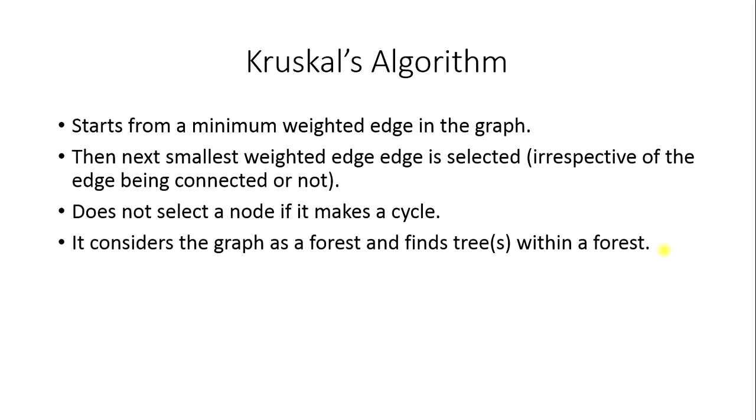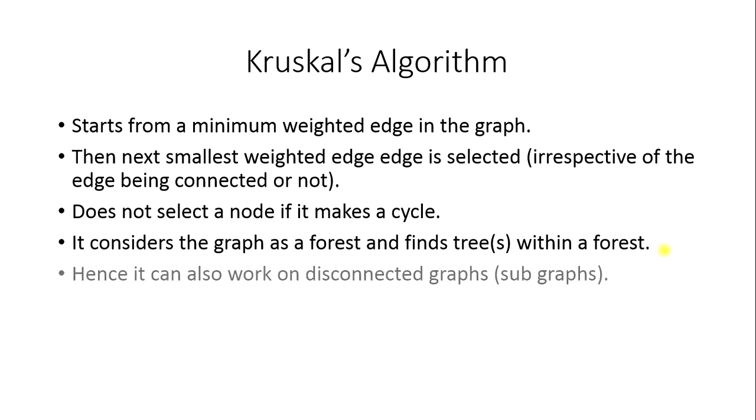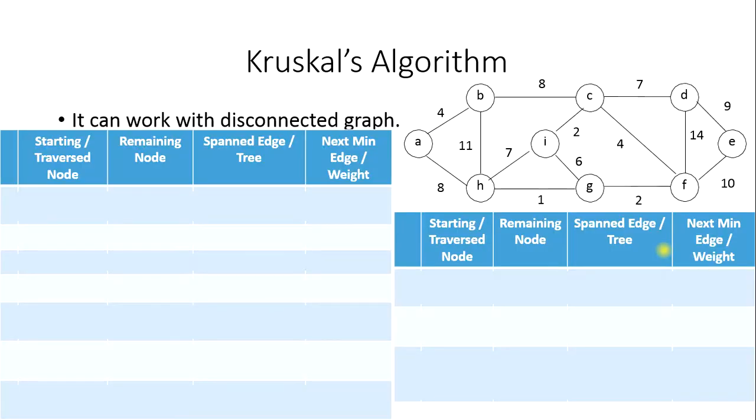As we studied in our Prim's algorithm lecture, Prim's algorithm does not work on a disconnected graph. It can only work in a connected graph. But Kruskal's algorithm can work in a disconnected graph also. So let's take an example and solve it. This is an example. We use the same example for Prim's algorithm also.